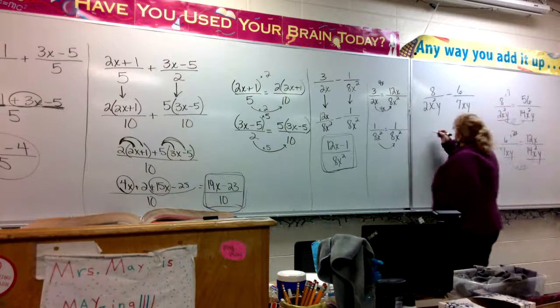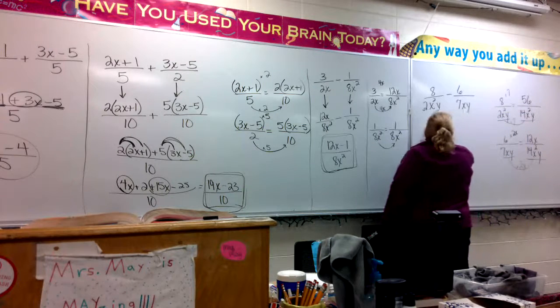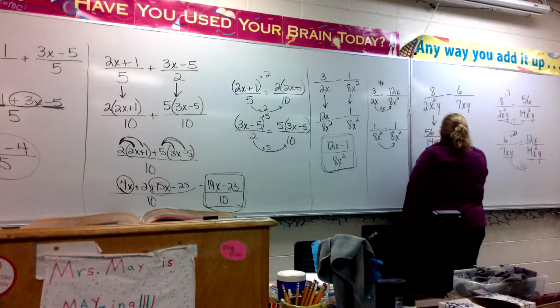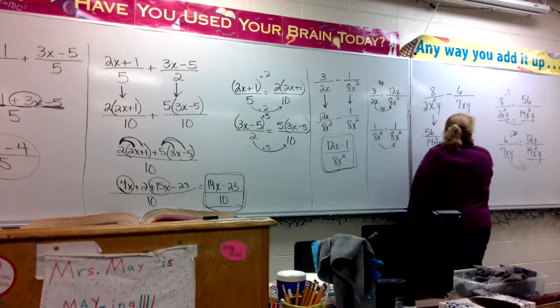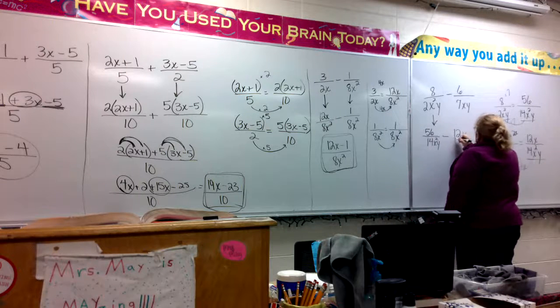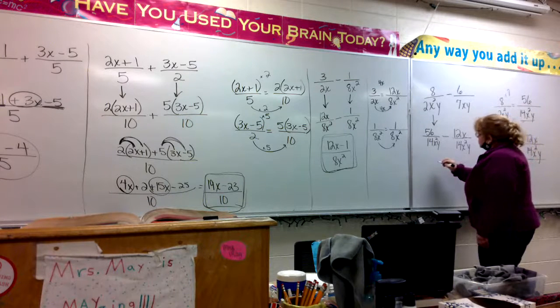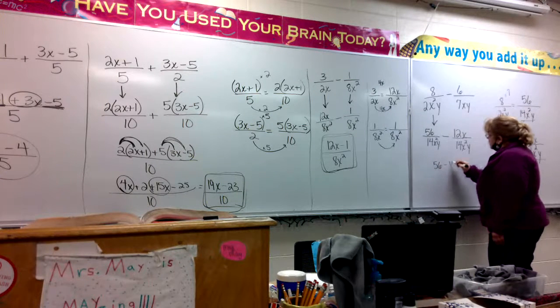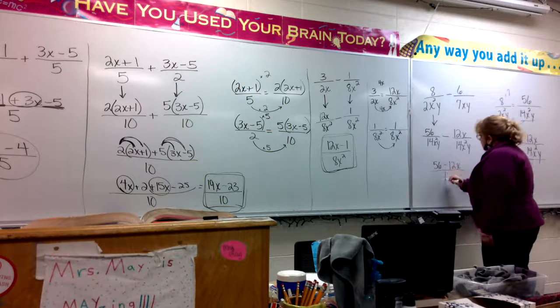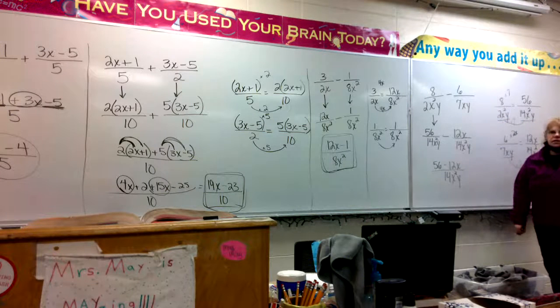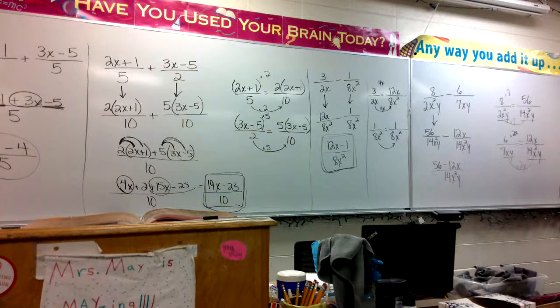So what do I have? This one is 56 over 14x squared y. 12x over 14x squared y. So 56 minus 12x all over 14x squared y. Am I done there? Why not, Matt?